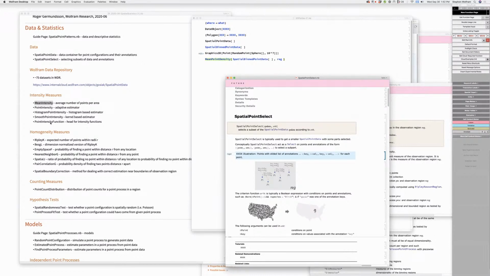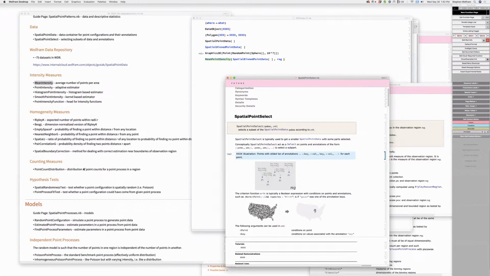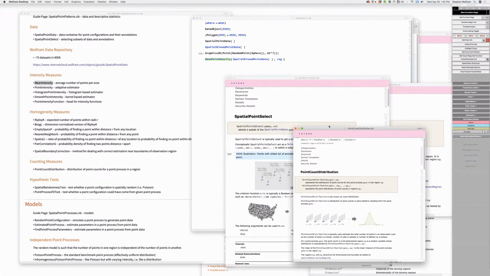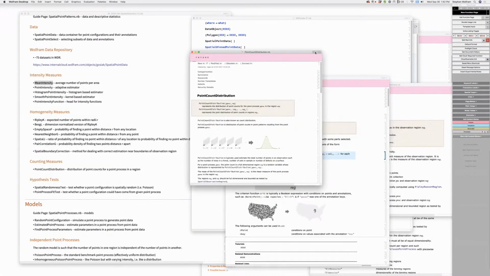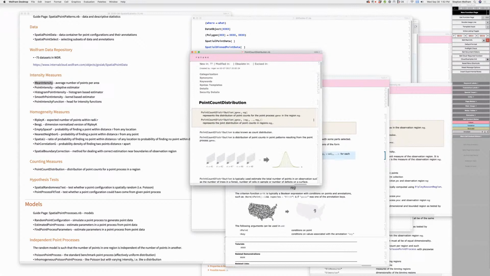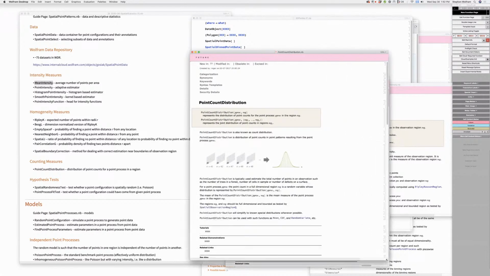I think we went through all of these point density functions and so on. We went through all of that stuff. I think so, yeah. Okay. What we didn't do is the homogeneity measures. And point count distribution we haven't looked at. Right, let's look at point count distribution. So that takes a point process in, rather than a point set.